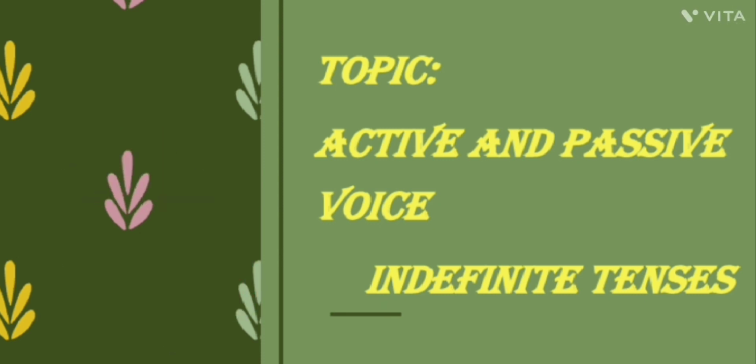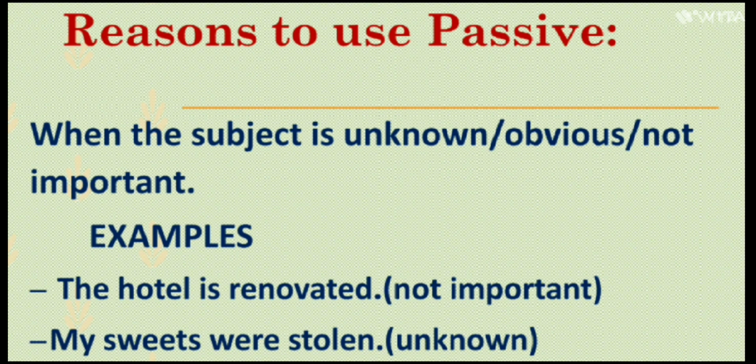Let's get started. Why is it necessary to use passive structure? Well, we use passive structure when the subject is unknown, obvious, or not important. Let's see some examples. The hotel is renovated. Over here, who renovated is definitely not important. Next example, my sweets was stolen. Thief is unknown over here.